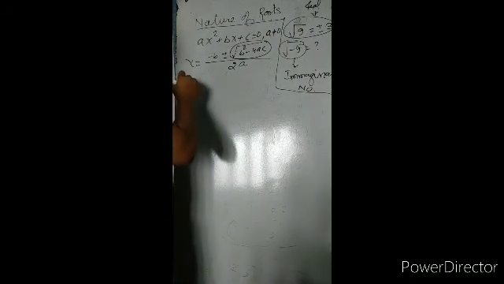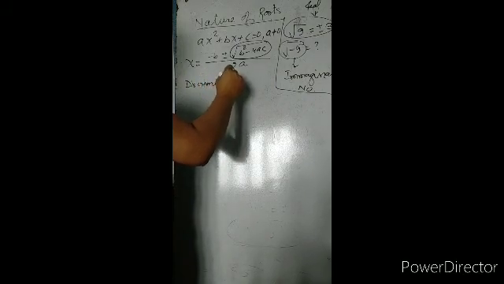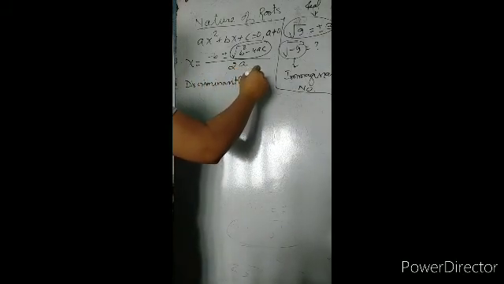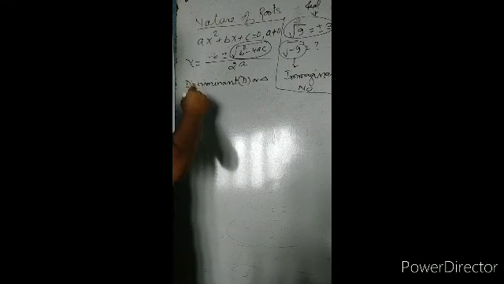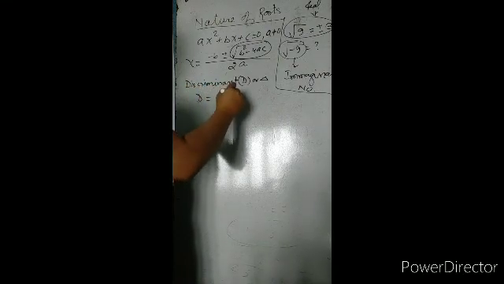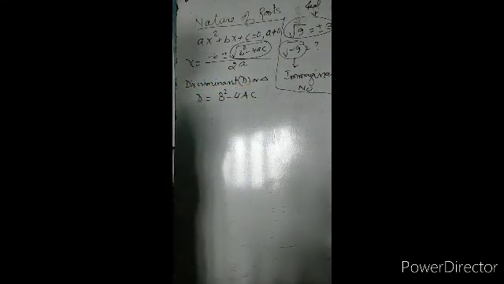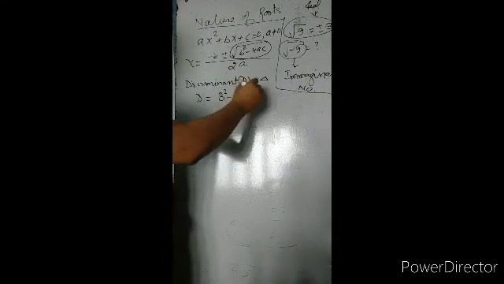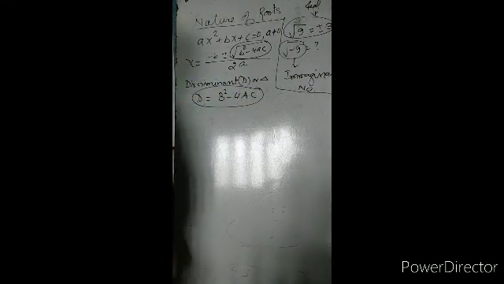This is called the discriminant, denoted by D or delta, and its value is b square minus 4ac. So the discriminant decides the nature of roots, whether they are real or not real.